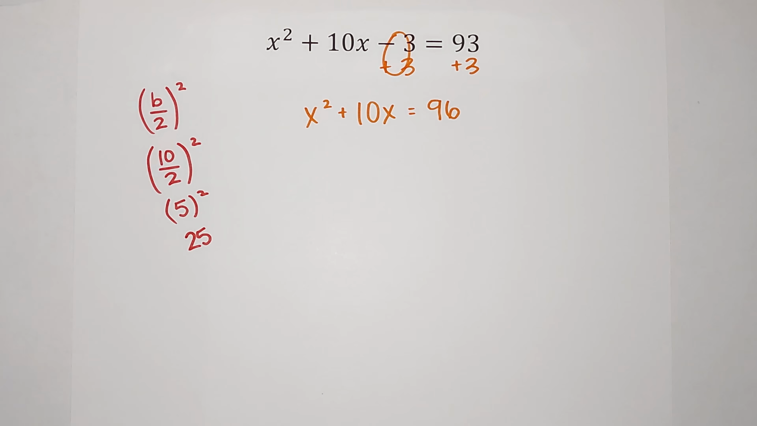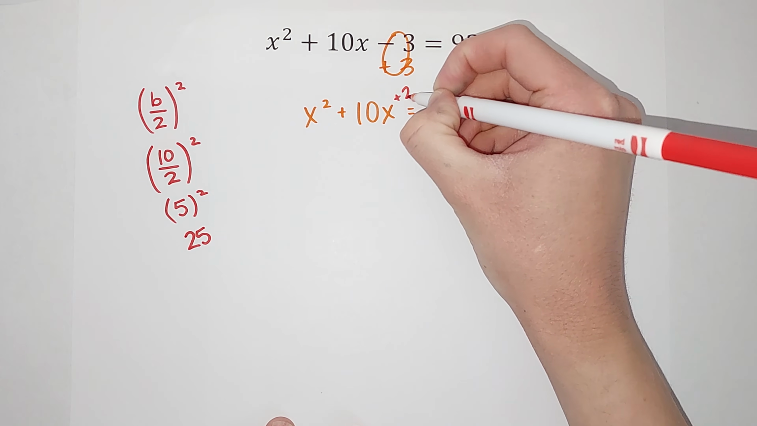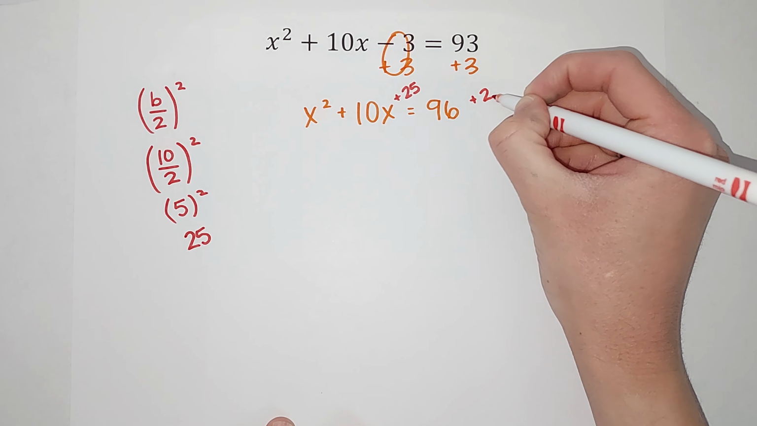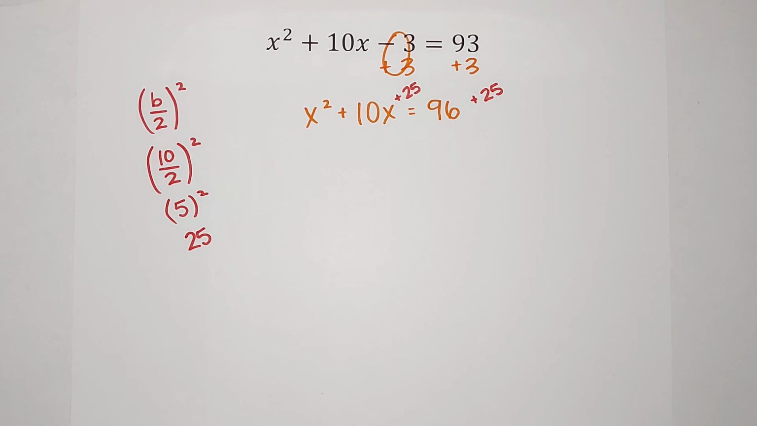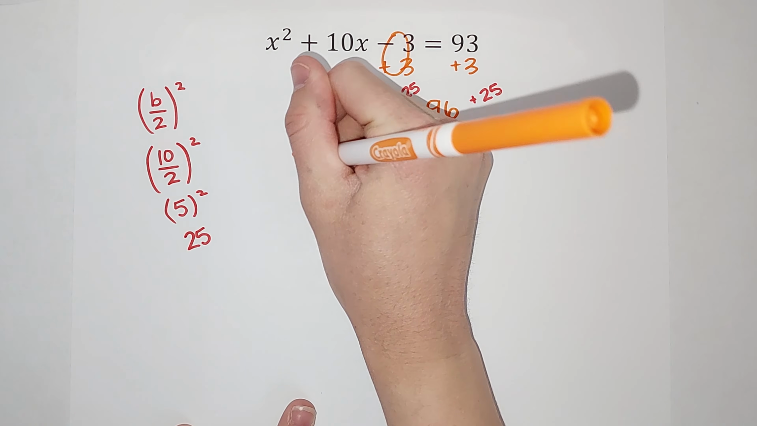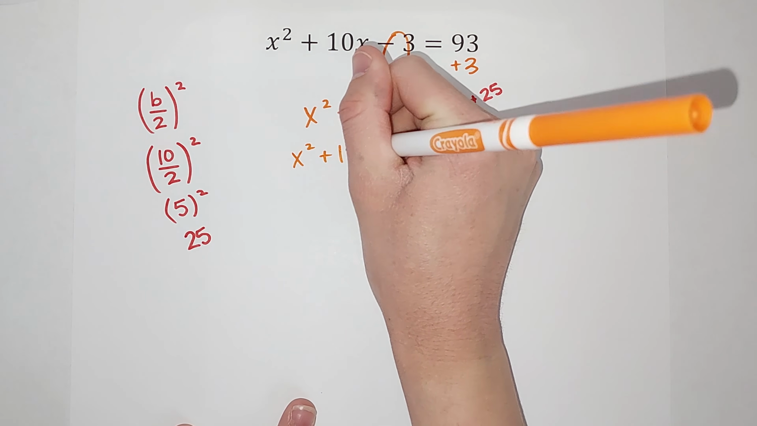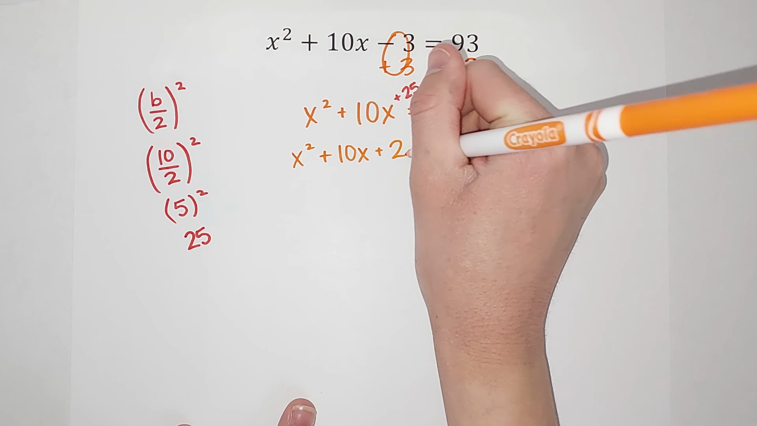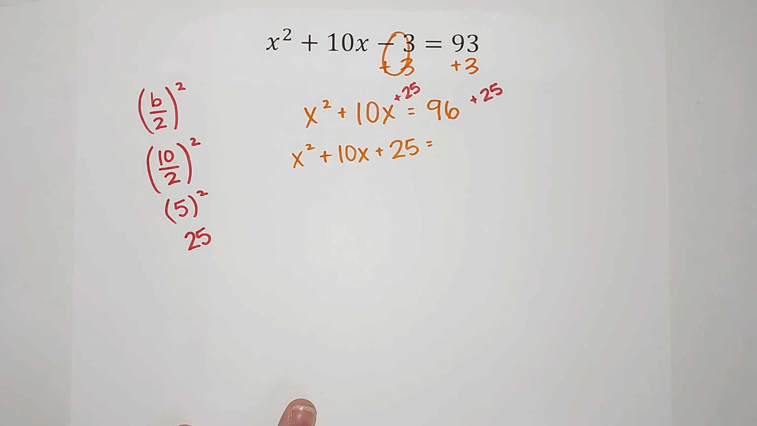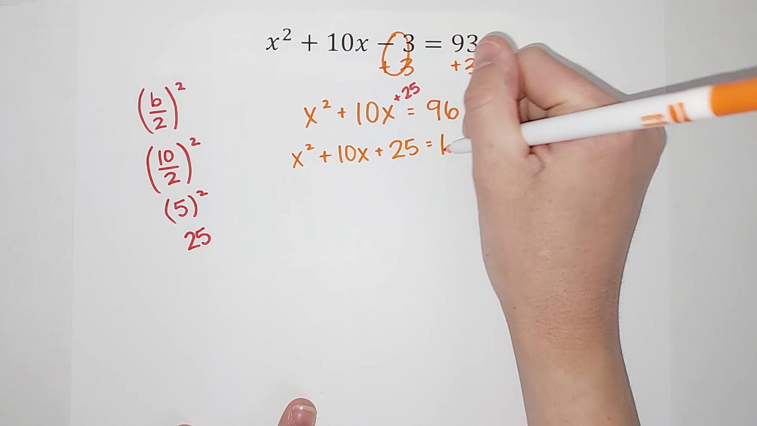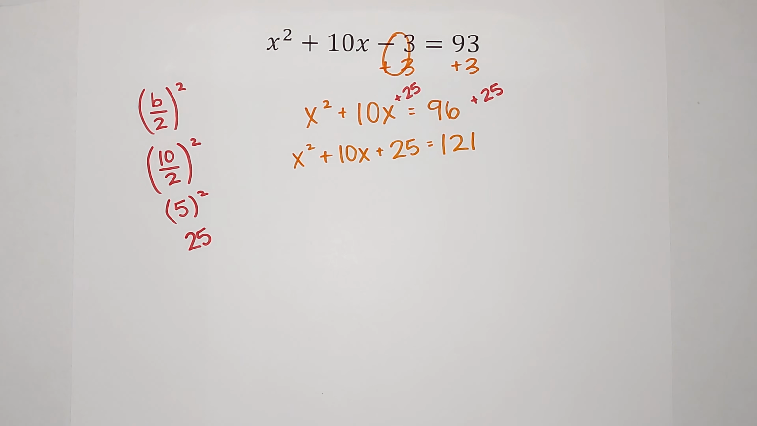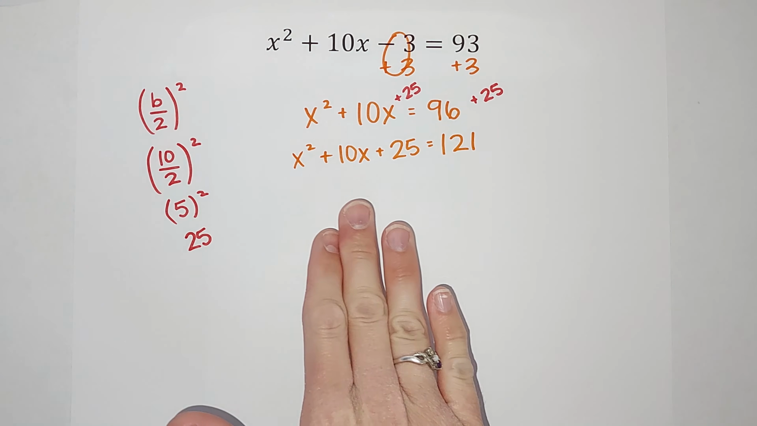Now, what am I going to do with that 25? I am going to add it to both sides of this equation, again, to keep my equation balanced, right? And let me show you why we picked to add 25. We can add or subtract whatever we want as long as we do it to both sides, right? So why did I pick 25? Let me show you, okay? When I add 25 to both sides, I get x squared plus 10x plus 25 equals 96 plus 25 gives me 121. Okay. Now what I want to do is factor this side.